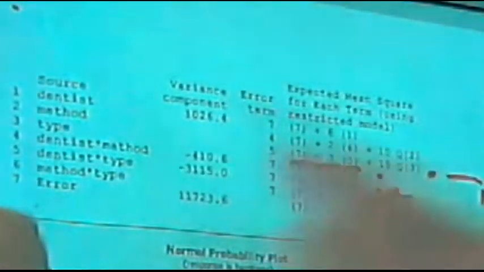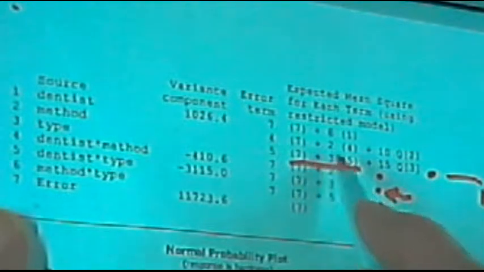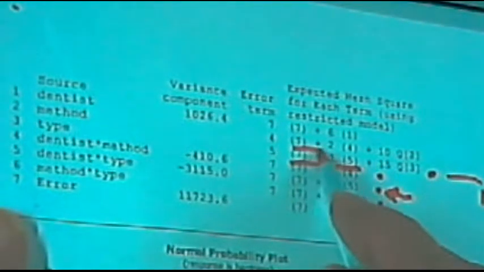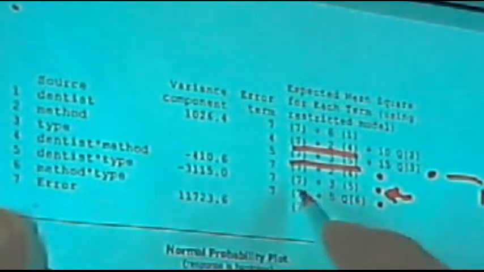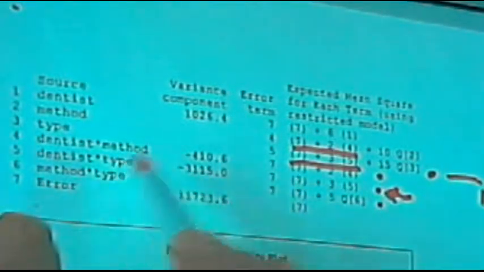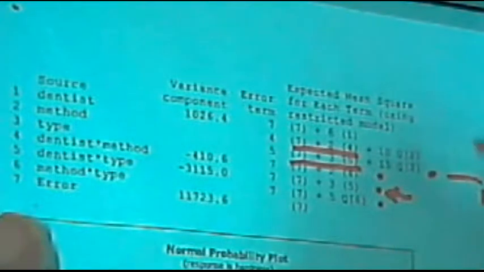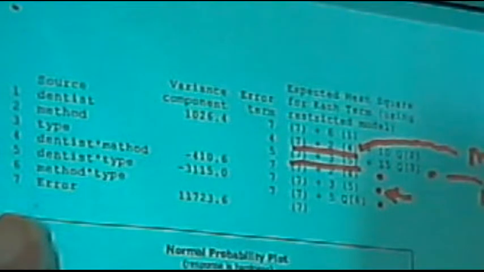So let's move up to the next one, the one about method. So we look at the expected mean square, and I have to find a denominator that has this expected value, 7 plus 2 times 4. Well, I look down at my list, and I see there it is. It's the interaction between dentist and method. So that one should have denominator, mean square, dentist by method.